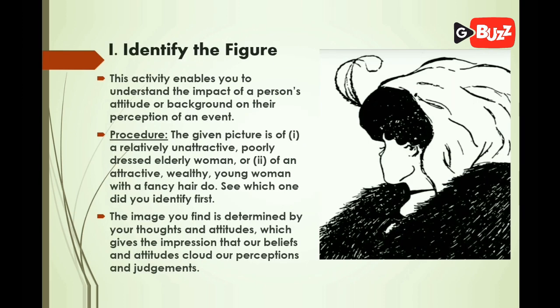Identify the figure. This is an activity which enables us to understand the impact of our attitude or background on our perception of an event or situation. The given picture is of an unattractive and poor old woman, and at the same time, the image also depicts a wealthy young woman. Which one did you identify first?